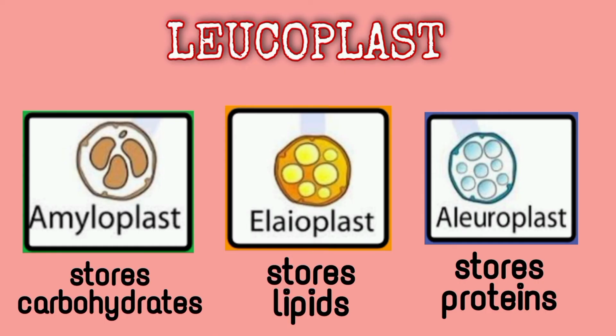Next is the leukoplast, which we have discussed earlier. They are colorless and their main function is to store food. Based on the food they store, they are classified into amyloplast, elaioplast and aleuroplast.